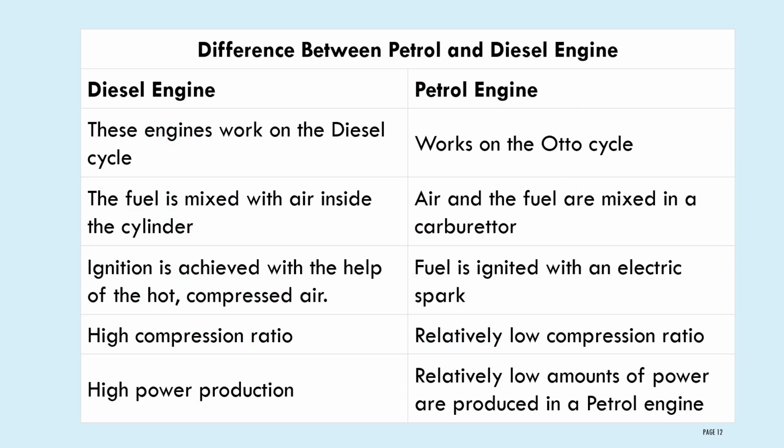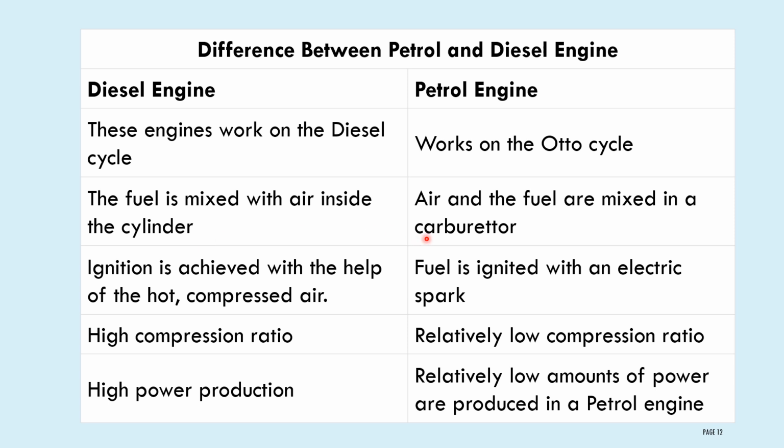Let us discuss the difference between petrol and diesel engines. First, the diesel engine works on the diesel cycle, whereas the petrol engine works on the Otto cycle. Then, in a diesel engine, the fuel is mixed with air inside the cylinder. Here the mixing of fuel with air takes place inside the cylinder.